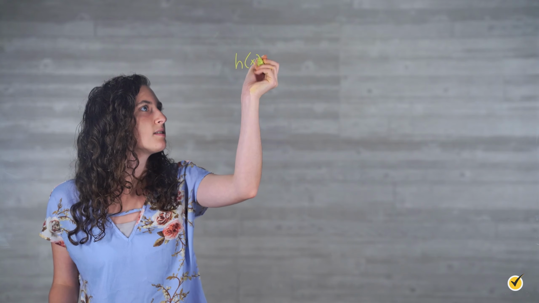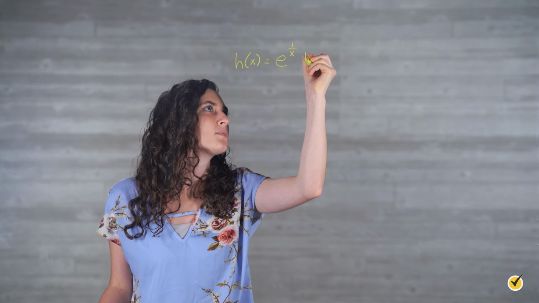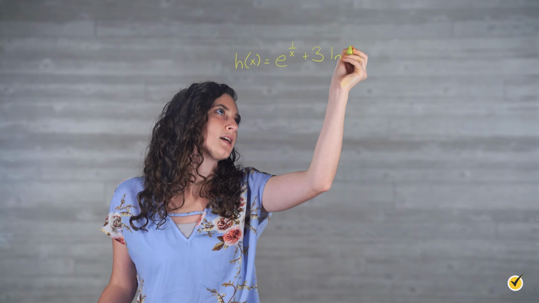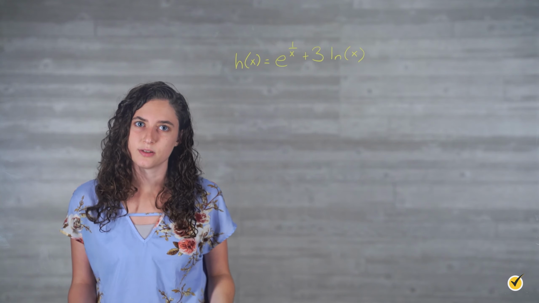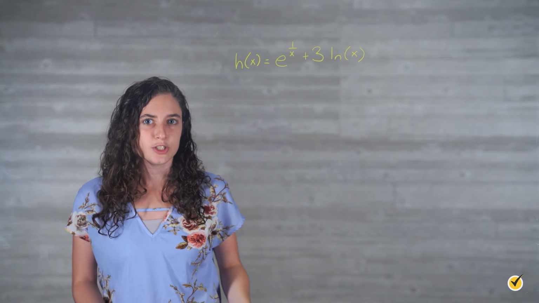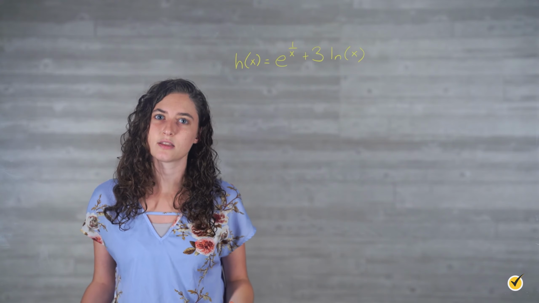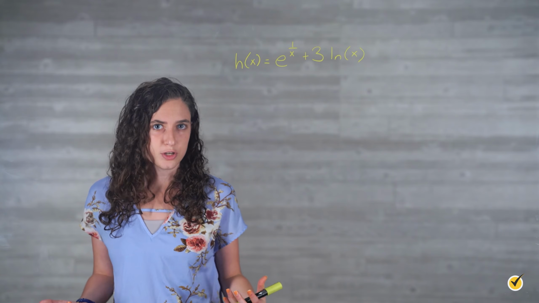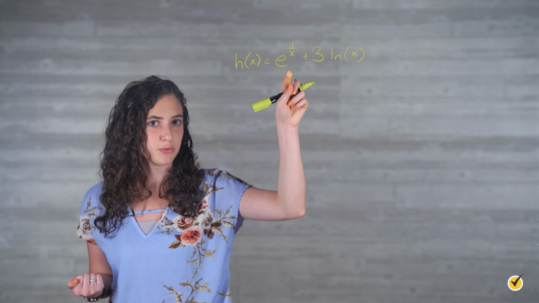We are given the function h of x is equal to e to the 1 over x plus 3 times the natural log of x. This models the population, and we are asked to find the rate of change in that population. This phrasing indicates that we need to take the derivative of h. The first term of h is e to the 1 over x, which we can differentiate using the chain rule.